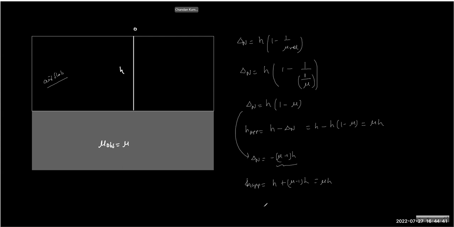Is this clear? Yes, sir. So if we have multiple slabs, then the shift will be multiple times, and each slab will have its own shift value, correct?